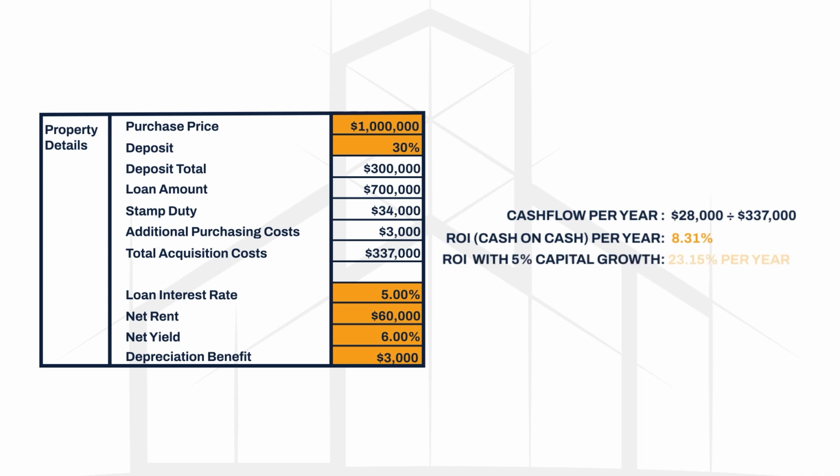If we were to also have 5% capital growth, then you can see our overall ROI is 23.15%. Keep this calculator handy for any future purchases to easily calculate the ROI for a potential property. Interest rate fluctuations and different loan-to-value ratios, or LVRs, will influence your ROI. Let's look at how different LVRs and interest rates affect our return.